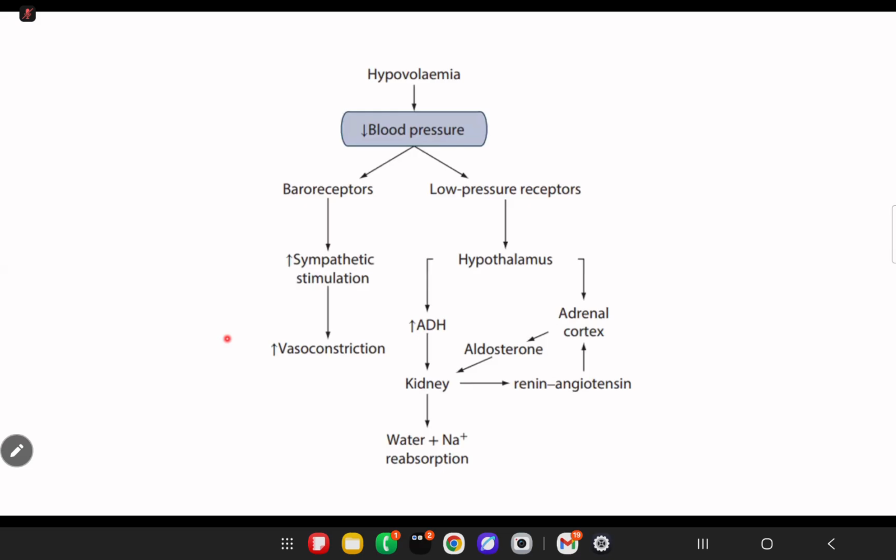So, in summary, you have hypovolemia, which reduces the blood pressure, which will then activate the baroreceptors, or rather deactivate the stretch receptors. Therefore, you have sympathetic stimulation with vasoconstriction. Then the low pressure receptors are activated in the hypothalamus, which results in increased ADH, which affects the kidney to increase water and sodium reabsorption. On the other side, it will affect the adrenal cortex, which results in aldosterone. Also, with the renin-angiotensin, you have the adrenal cortex, aldosterone, and the kidney. So all this increases water and sodium reabsorption.